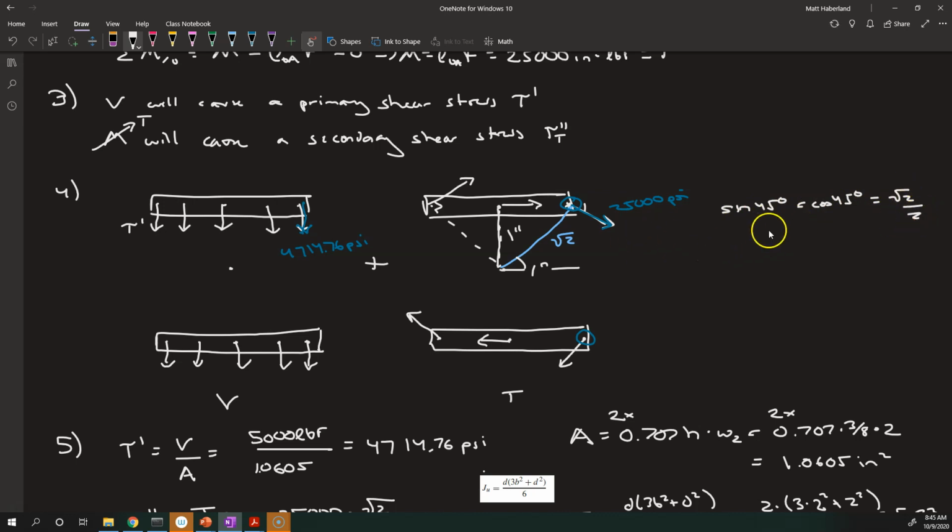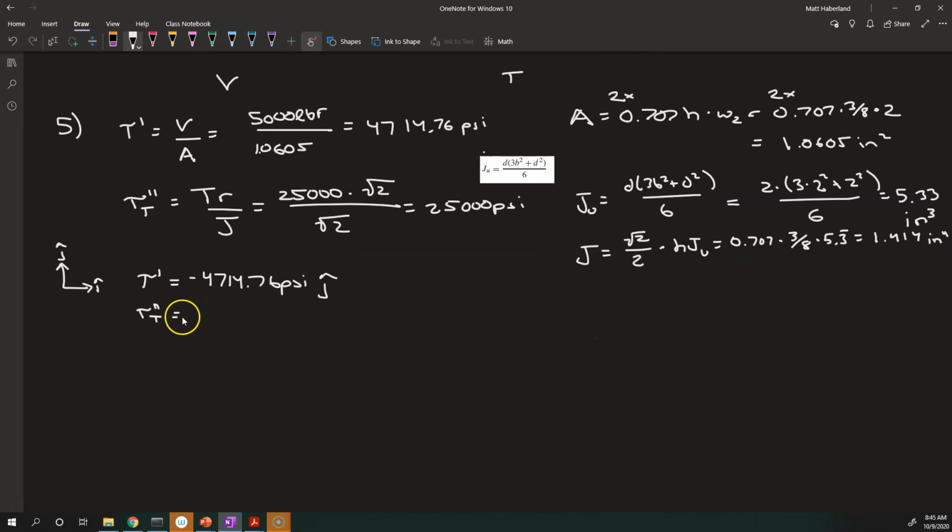Lots of root 2's over 2's. So root 2 over 2 is 1.414. 25,000 times 1.414 acting in the positive I hat direction to the right, minus we've got a 25,000 times 1.414 in the j hat direction, or it's acting in the same direction as this. We're going to add these two components. Doing the math on this one here, this is 17,677.67 in the I hat.